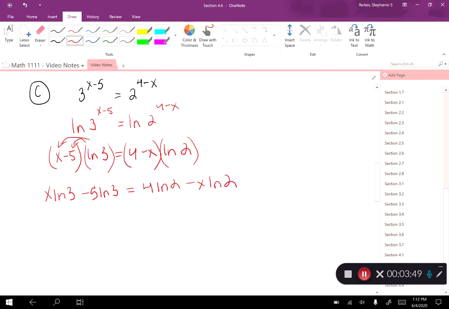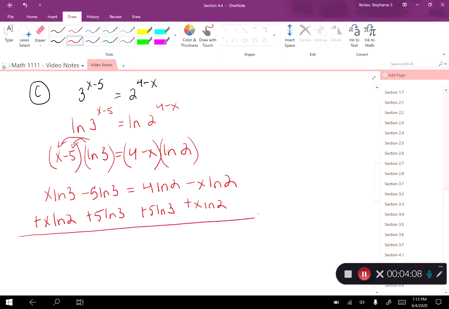Now we're solving for x, so we need to get everything with an x on one side of the equation and everything that doesn't have an x to the other. So I'm going to do 2 steps at once. I'm going to add x ln 2 to the left. And I'm going to add 5 ln 3 to the right. On the left, I have x ln 3 plus x ln 2. Those aren't like terms because I'm ln'ing something different. So I just have to write it side by side next to each other, like so. And then on the right again, not quite like terms, so everything just gets written side by side.